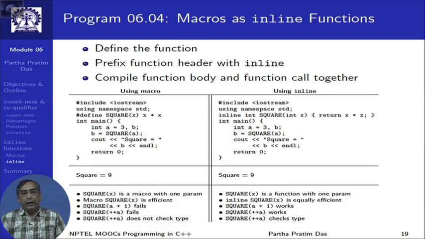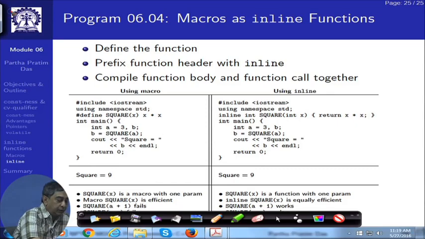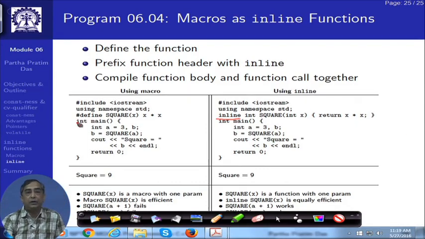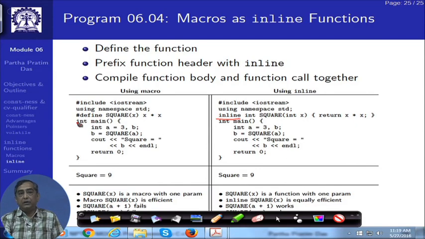So, we define the function, we prefix the function header with inline. Just focus here on the right hand side, which is the C++ code; the left hand side is the original C code for your reference. On the right hand side, we are not doing a hash define macro, we are saying square is a function which takes x, returns x times x as an integer, and we are prefixing it with the inline keyword in front. The use code for this here and here remains the same.